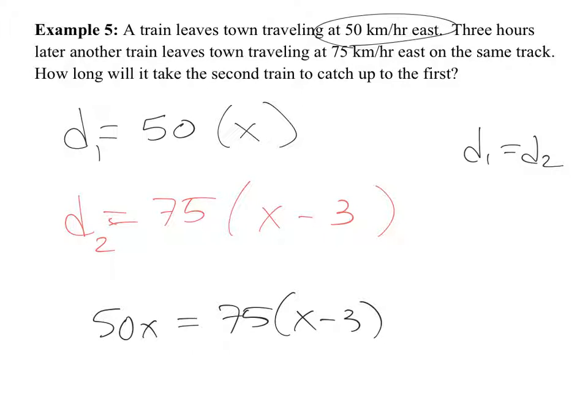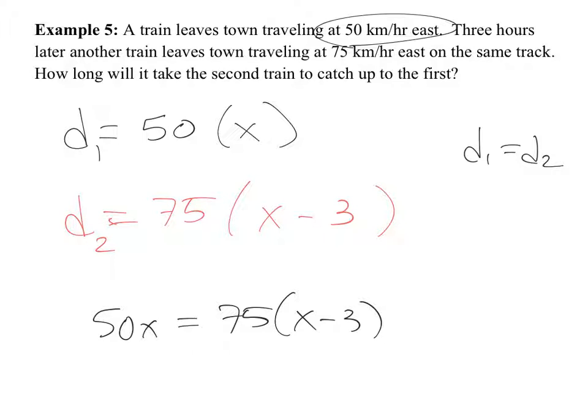Remember, SAT question, the answer is not X. The answer you're looking for is X minus 3. Read what it says. How long will it take the second train to catch up? So although you're going to solve for X, you need to take away 3 to see how long the second train has been going for afterward.